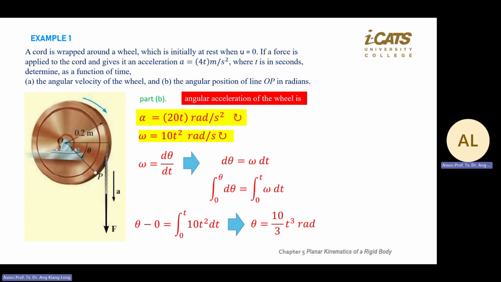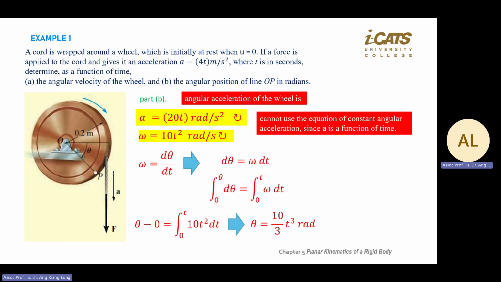Okay, so example 1 is just a revision of the definitions of omega and alpha, and then doing integration. This is usually the first step in your test 2 or final exam question. Usually you start with the definition of alpha, omega, then you do integration, and you find it in the general form or in equation form. Then you substitute according to the scenario. Again, you cannot use the equations of constant angular acceleration or the Newton equations because your acceleration is not constant.